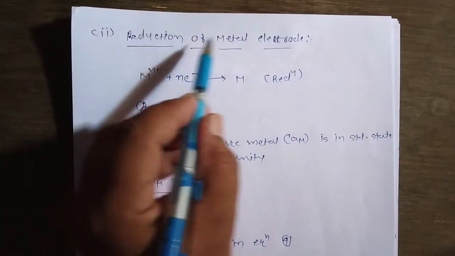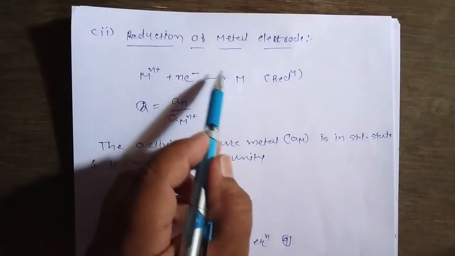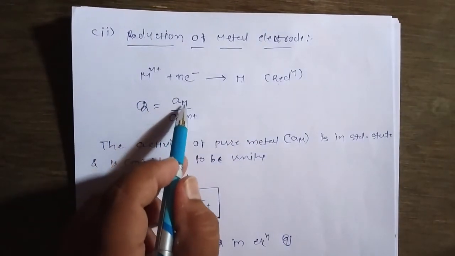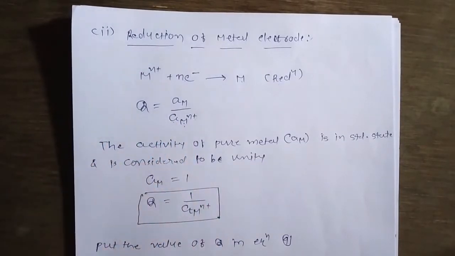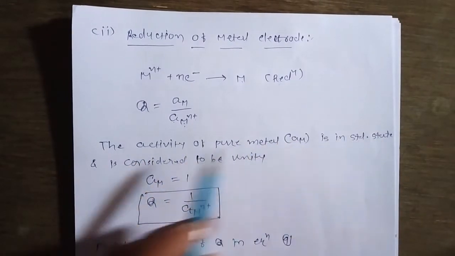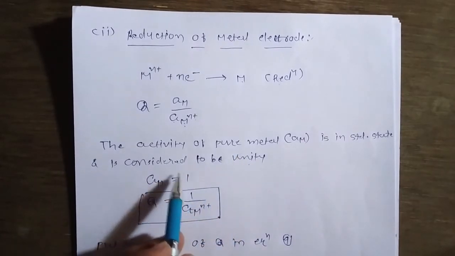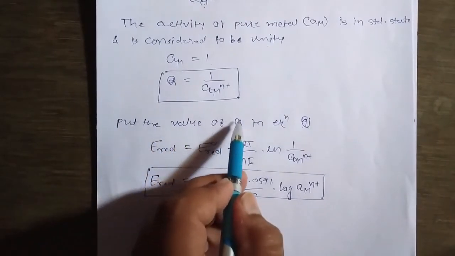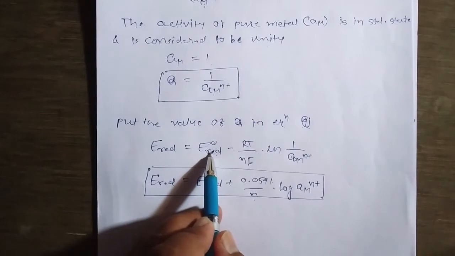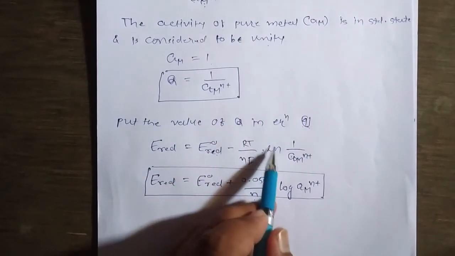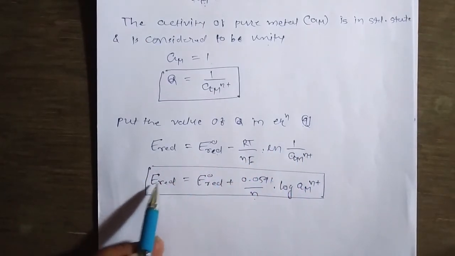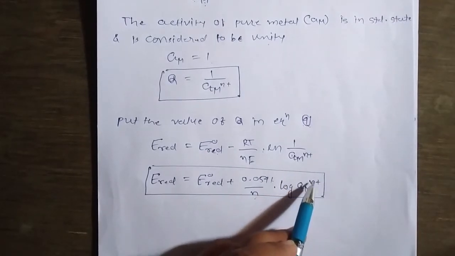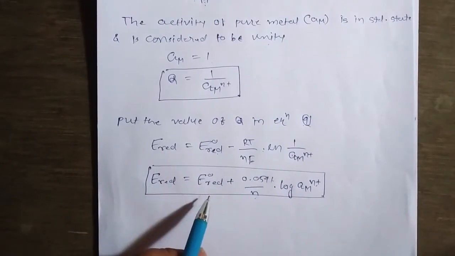Now for the second condition, reduction of a metal electrode. M to the n plus gains n electrons and is reduced into solid metal. That means reduction takes place. And Q is equal to product divided by reactant, that means the activity of M divided by the activity of M raised to n plus. The activity of pure metal M is in the standard state and is considered to be unity. So a_M is equal to 1 and Q is equal to 1 upon a_M raised to n plus. Put the value of Q in equation number 9. Then E reduction is equal to E0 reduction minus RT upon nF into ln of 1 upon a_M raised to n plus. That means E reduction is equal to E0 reduction plus 0.0591 upon n into log a_M raised to n plus. And from this equation, we determine the EMF value of this electrode.